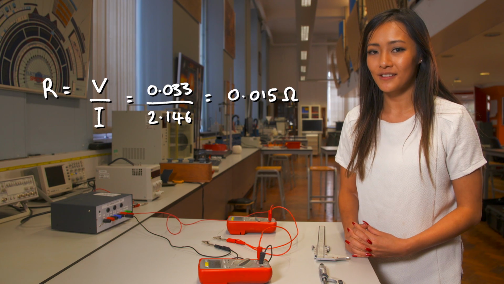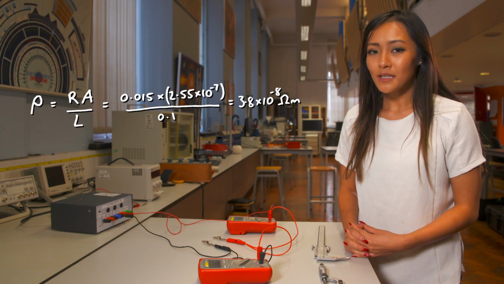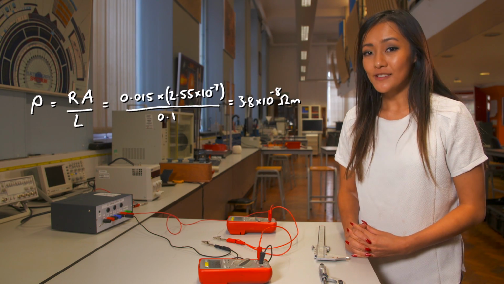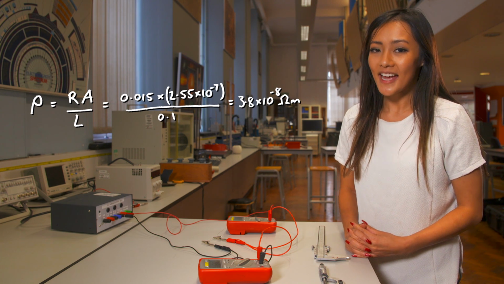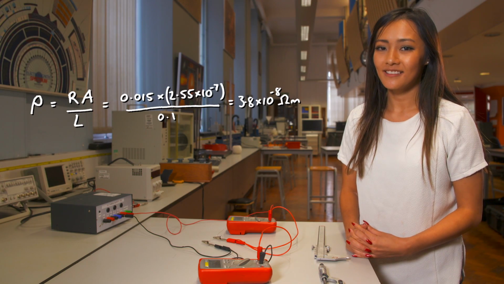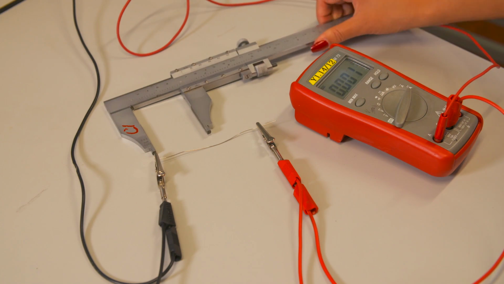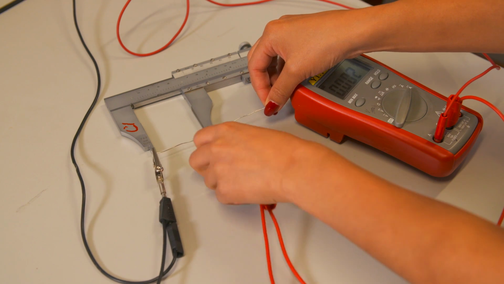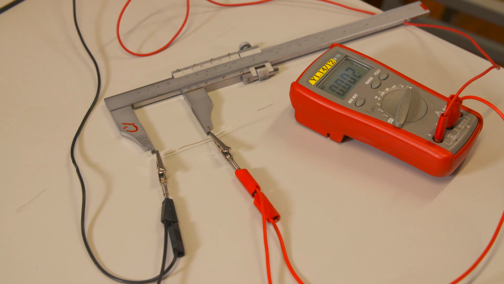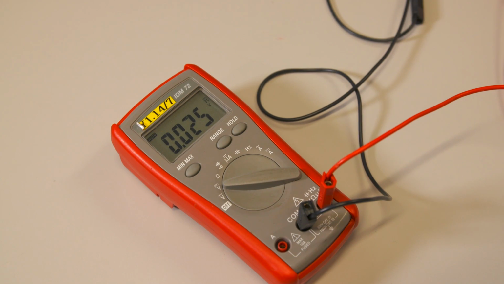0.015 ohms. Going back to Pouillet's law, we get a resistivity of 3.83 times 10 to the minus 8 ohm meters. If we halve the length of the wire, we expect the resistivity to also halve. And we see that this is the case.